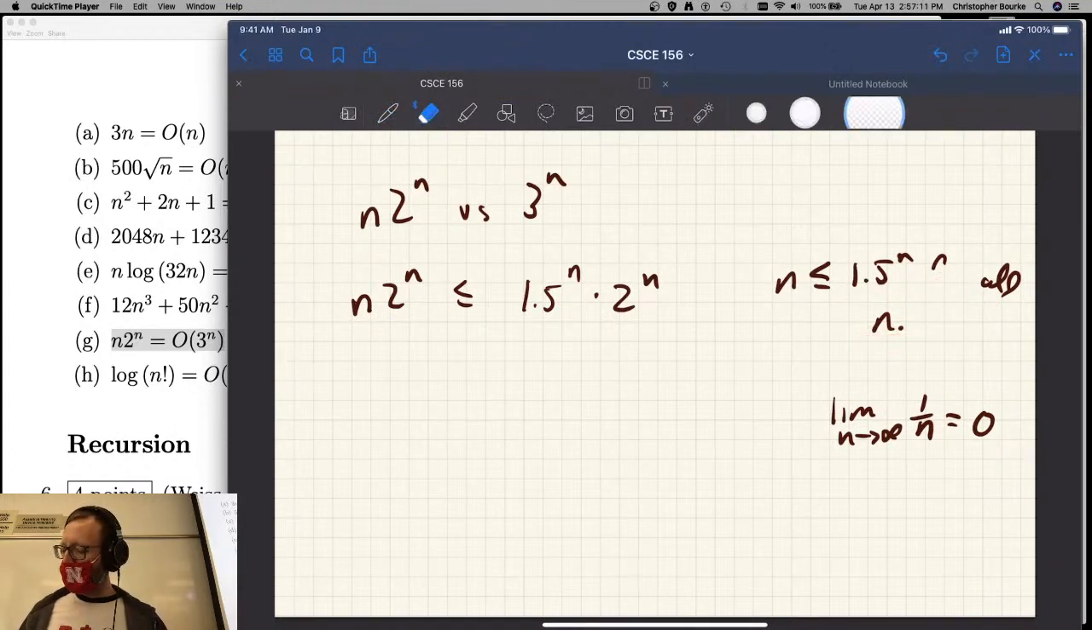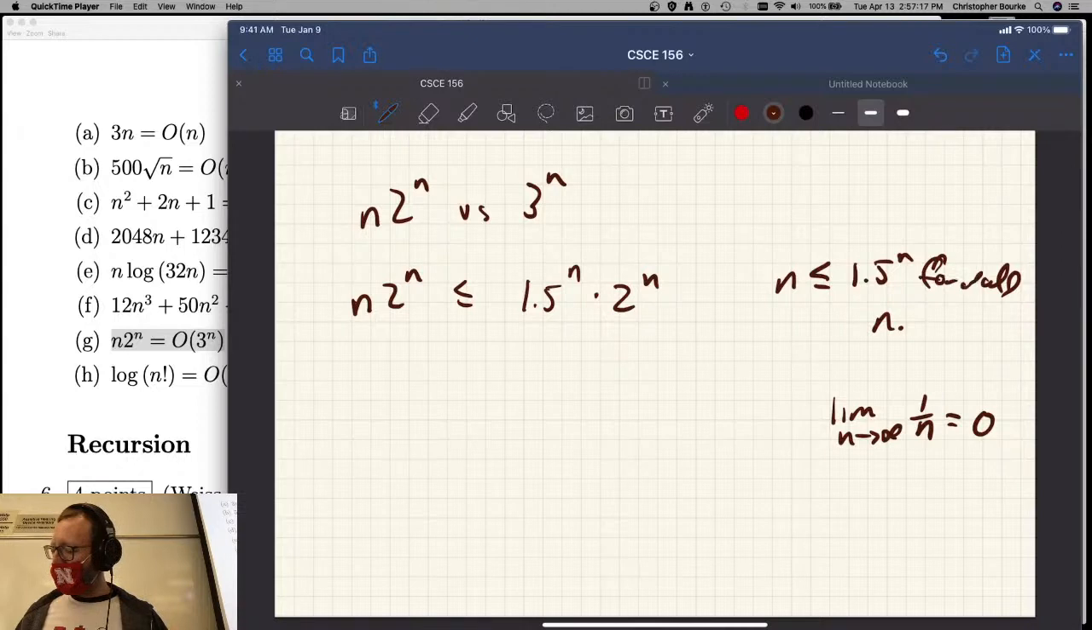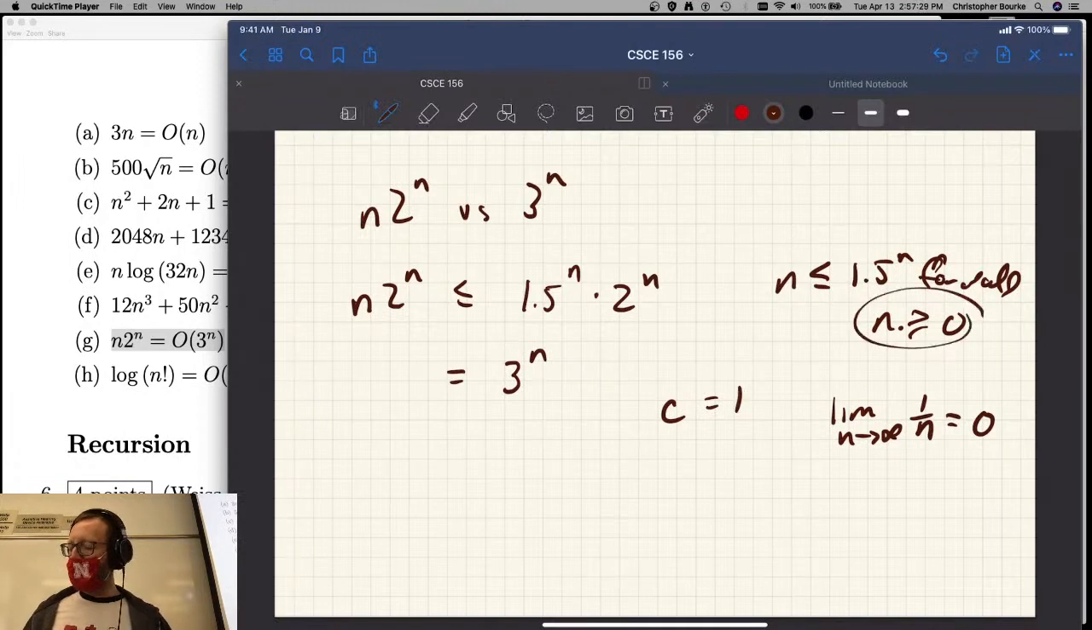Likewise, in the algebra world, I'd say that this is obvious for all n greater than or equal to, well, 0 will work. Right? Now, what is that equal to? 3 to the n. So for c being 1 and n0 being 0, you're good. Right?